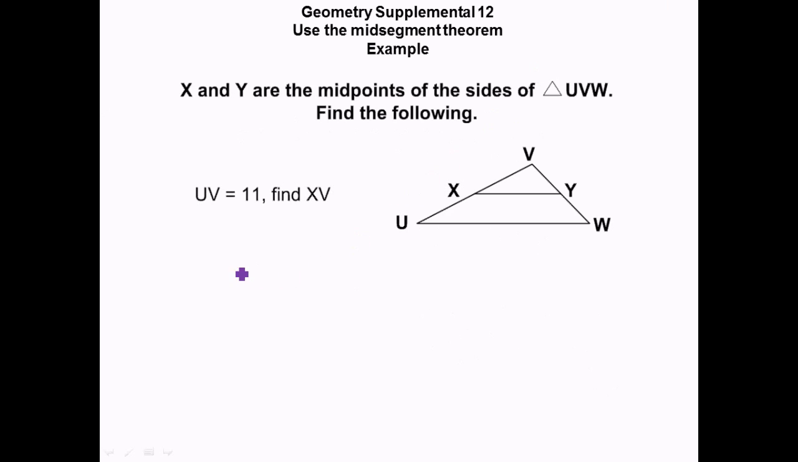We have our midsegment theorem. We have UV is 11. So that's the whole length. So what's XV? So half of it, so 5.5, however you want to say that. Okay, not too bad.